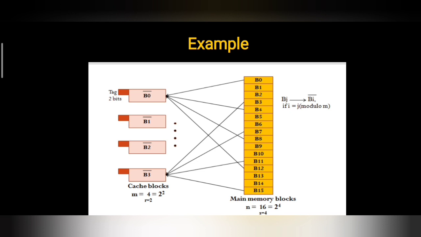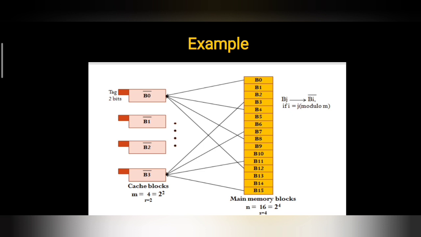Now Bj will be mapped to Bi bar only if i equals j modulo m. So we will use this formula just to see how this mapping will take place. Now see clearly that on my left hand side I have a cache memory. Total number of blocks in the cache memory is equal to 4. That means m equals 4, which is equal to 2 raised to power 2. It means r is equal to 2.